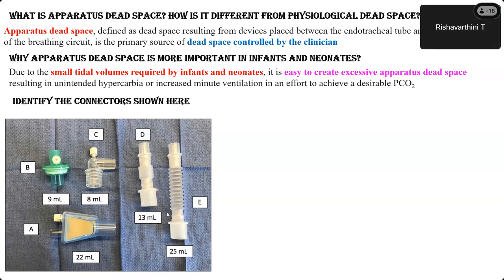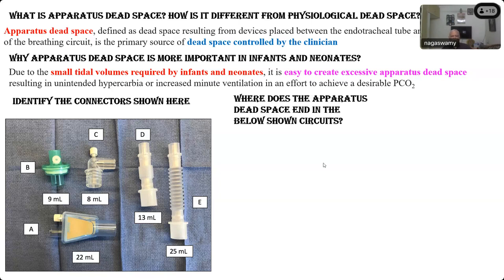I think most of you may not have seen this, but this is called a collapsible connector between the endotracheal tube and the circuit tube. This is in a collapsed position. If you stretch it, it becomes like this. You can reduce the volume by collapsing it, it will become 13 ml. If you pull and stretch it, it becomes 25 ml. So the inside volume increases. This is a corrugated tubing which is collapsible. You can completely press it and make it smaller, reducing it to 13 ml.